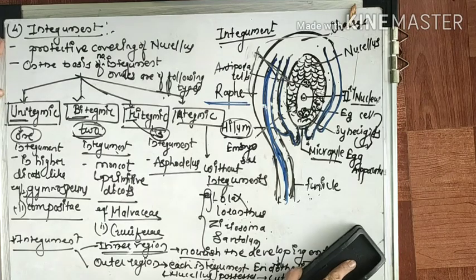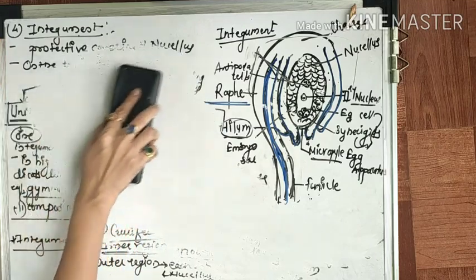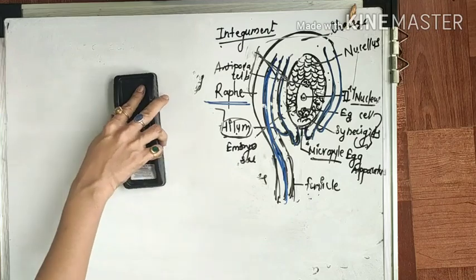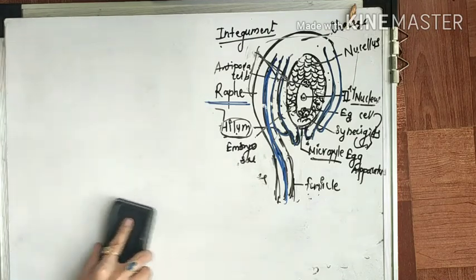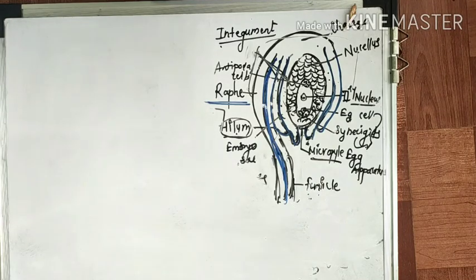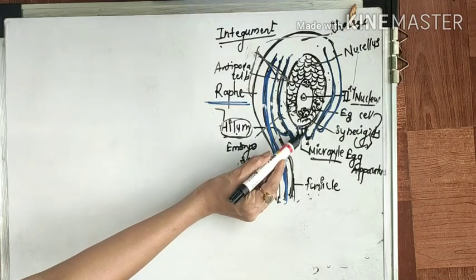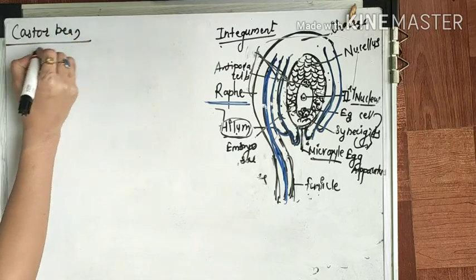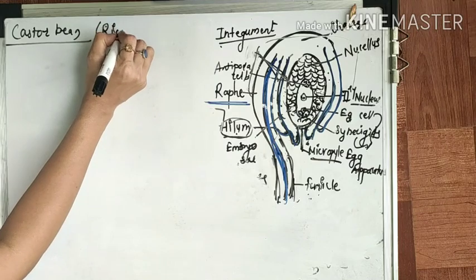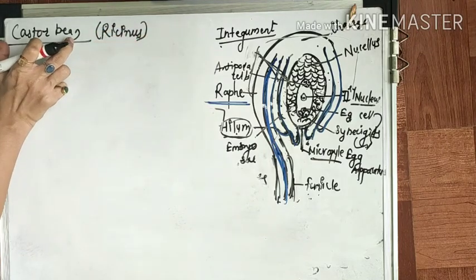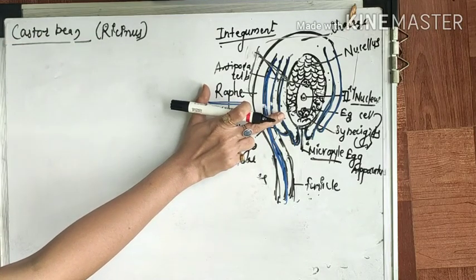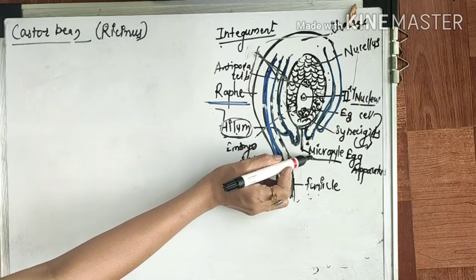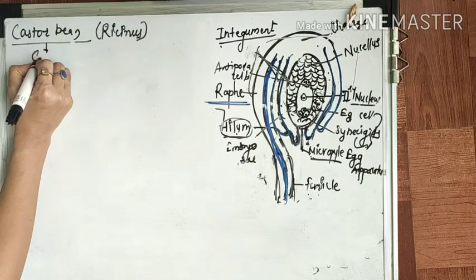Next we will see an example, the castor bean, whose scientific name is Ricinus. In castor bean, the integumentary cells proliferate and multiply at the micropylar region, and it forms one structure. That structure is called the caruncle.